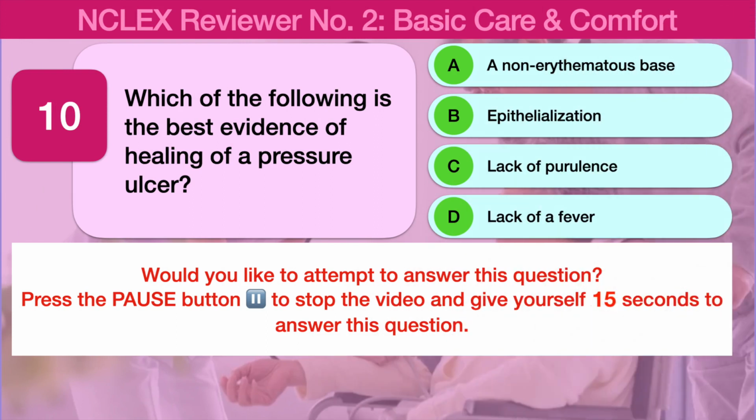Question number 10. This is the last question for this reviewer. Which of the following is the best evidence of healing of a pressure ulcer? A. A non-erythematous base. B. Epithelialization. C. Lack of purulence. D. Lack of a fever.